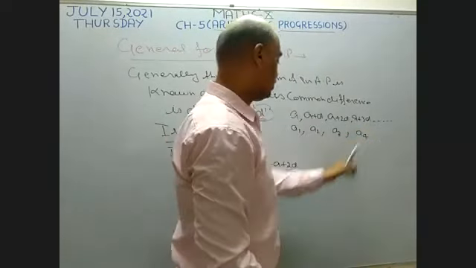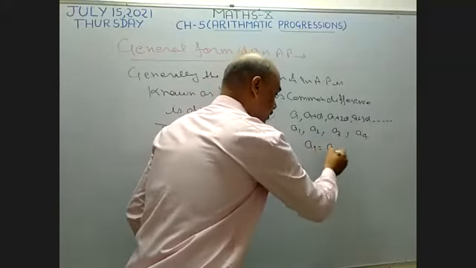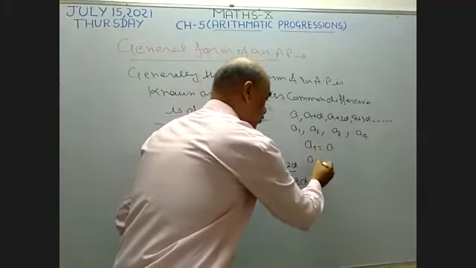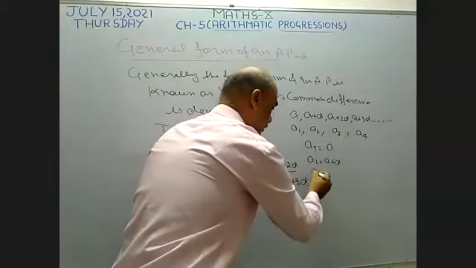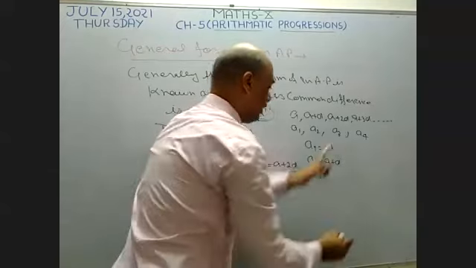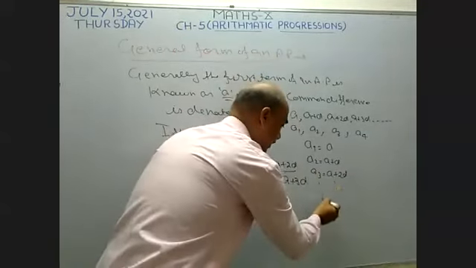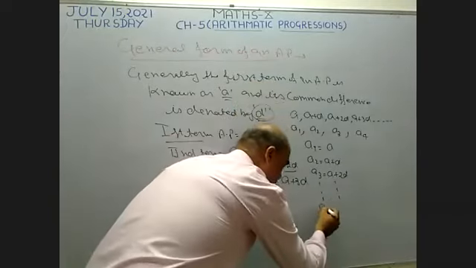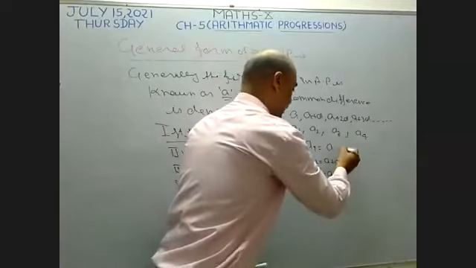See, I write here A1 equal to A. And A2 equal to A plus D. A3 means the third term. The third term becomes A plus 2D. In the same way, can I write its nth term? The nth term means the last term of an AP. See, I want to follow one rule here.